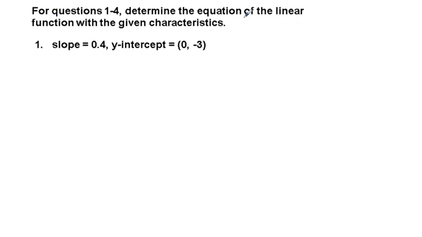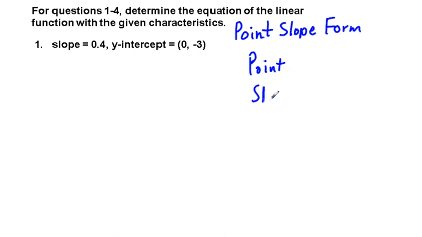For questions 1 to 4, determine the equation of a linear function with the given characteristics. And we're given a slope and a point. And what we're going to do is use something called the point-slope form of an equation. For the point-slope form, you're only going to need two things: you'll need a point, and you'll need a slope. So our point we're given is this y-intercept, which is the point 0, -3, and our slope given is 0.4.